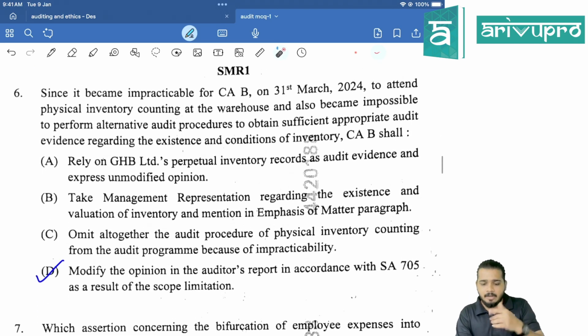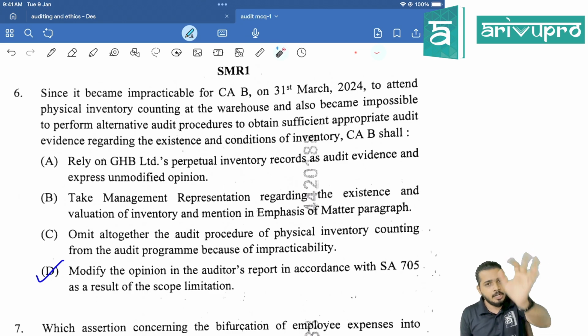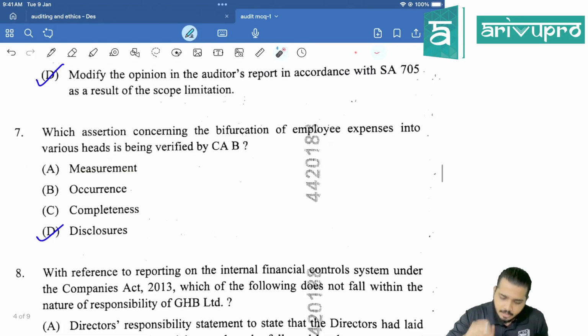Next, since it became impracticable for CAB on 31st March to attend physical inventory counting, now what opinion we have to give? We have understood that, remember, 4-column notes we had studied where attendance is impracticable was the 3rd column. In that we had discussed if attendance is impracticable, you have to perform alternative audit procedures. If alternative audit procedure is also not possible, then it is better you modify the opinion. Now we have 3 types of modification: QAD, qualified, adverse and disclaimer. Clear? But we are not getting into that. What have they asked? What type of opinion we have to give? We have to give modified opinion. Option number D.